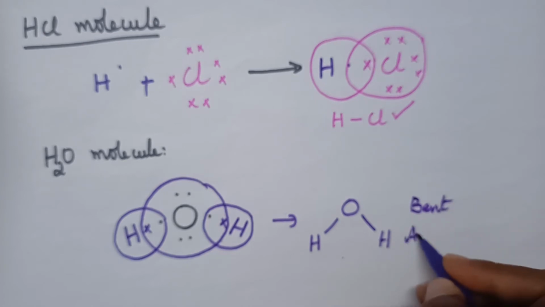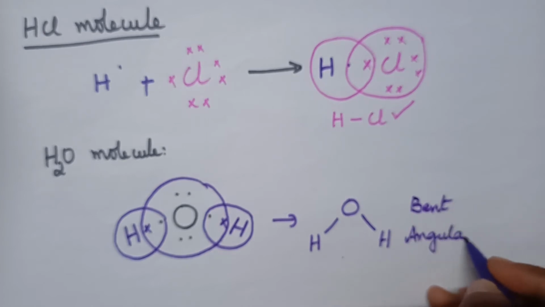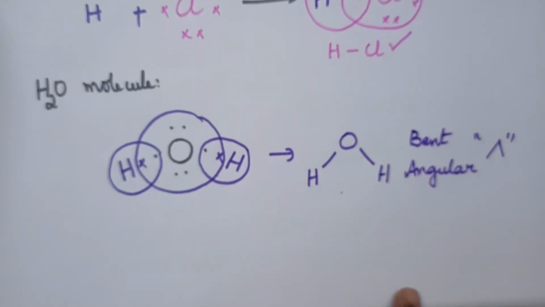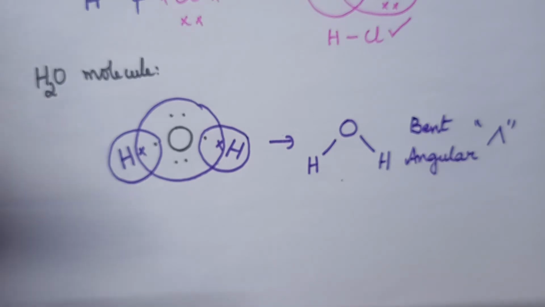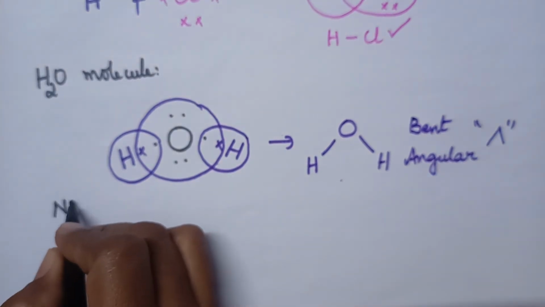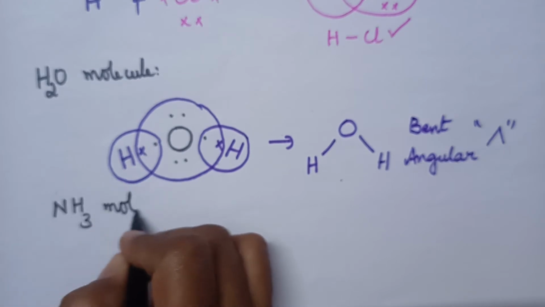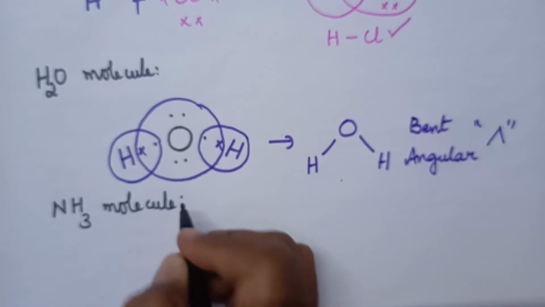It is also called angular structure or inverted V structure. Clear, students? And coming to the formation of nitrogen molecule, let us discuss the formation of ammonia molecule.